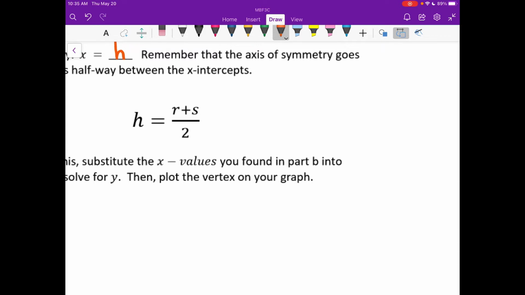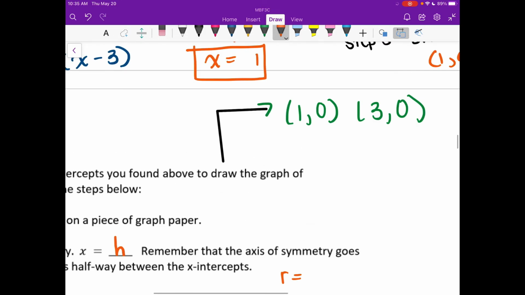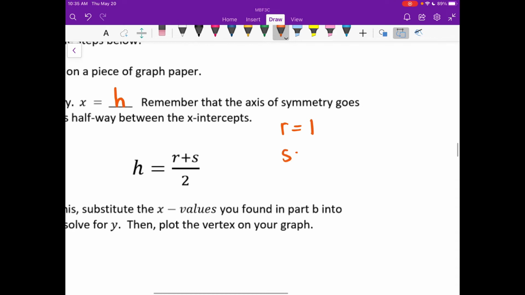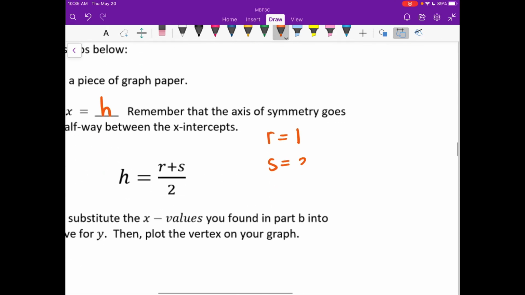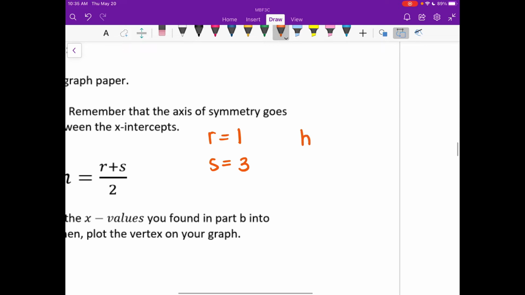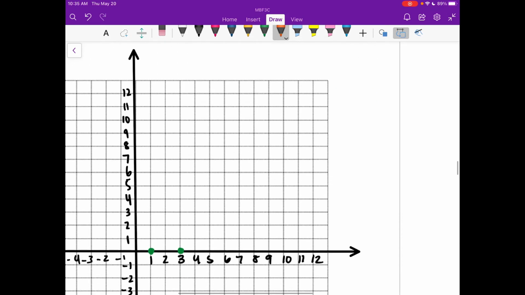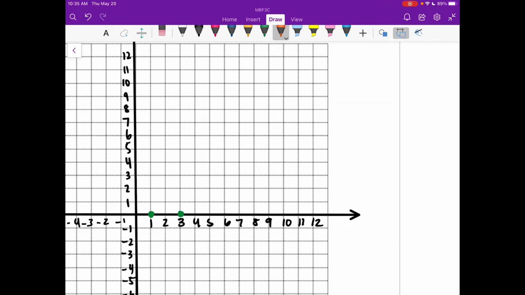Right? So I know that my r value here is going to be 1. My s is going to be 3. So my h value is going to be 1 plus 3 divided by 2, which is 4 divided by 2. I can't math today. And then that's going to be 2. So h is equal to 2, right? So that means that my axis of symmetry is going to go along the 2 line. So it'll look something like this.